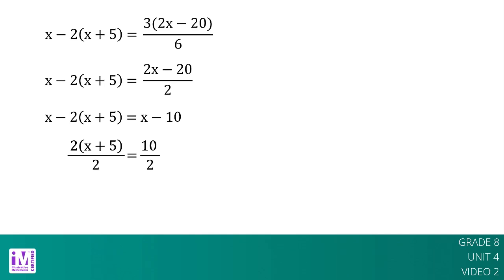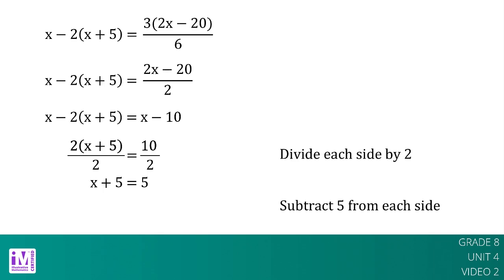So we can divide by 2 on each side, leaving us with x plus 5 equals 5. And finally, when we subtract 5 on each side and combine like terms, the resulting equivalent equation is x equals 0. Neither positive nor negative, just as predicted.